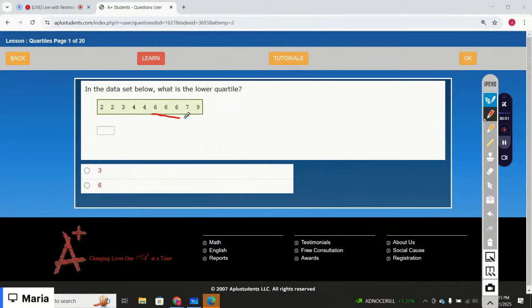Okay, so this is the upper quartile and this is the lower quartile, right? The lower data. So 3 is the lower quartile. The correct option is 3.